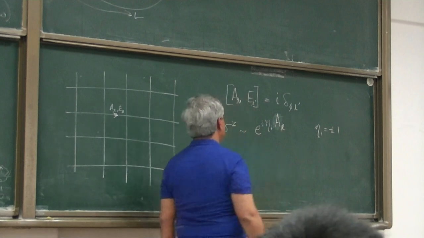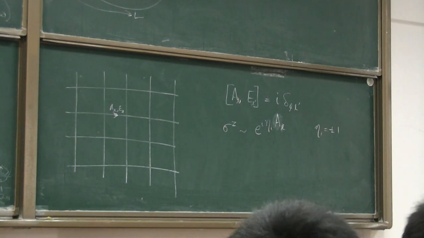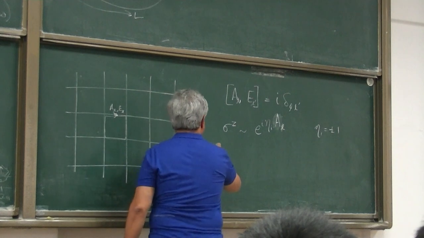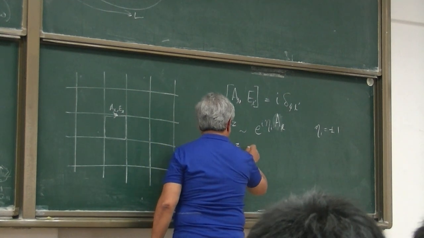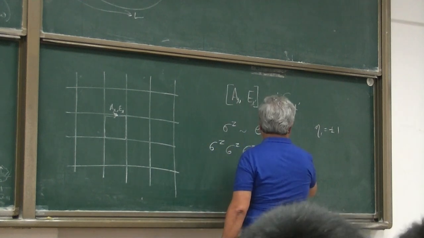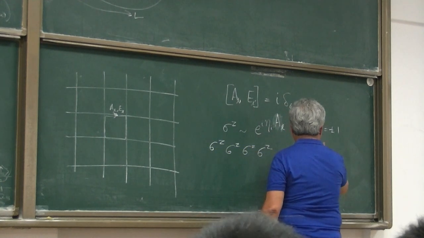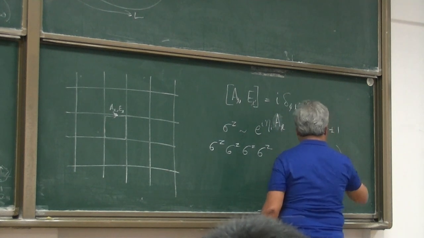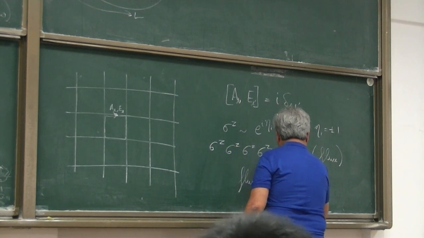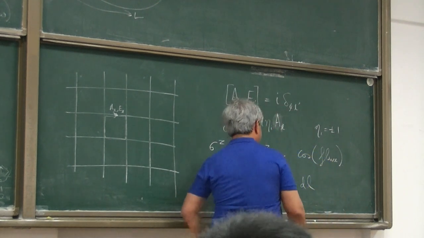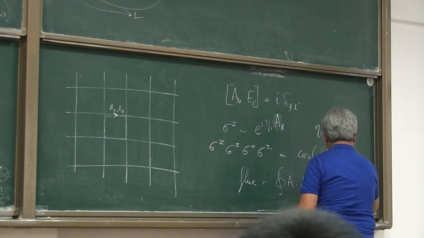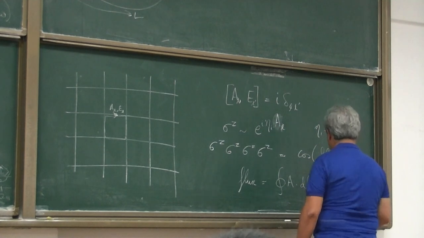Now the reason there is an orientation is if I take this term, if I take the product sigma z, sigma z, sigma z, sigma z around the plaquette, that turns out to be cosine of the flux, where the flux is equal to basically the line integral of A dot dl. Or here is the discrete version. It basically gives an orientation as A1 plus A2, A3, A4, plus the sum of A i.